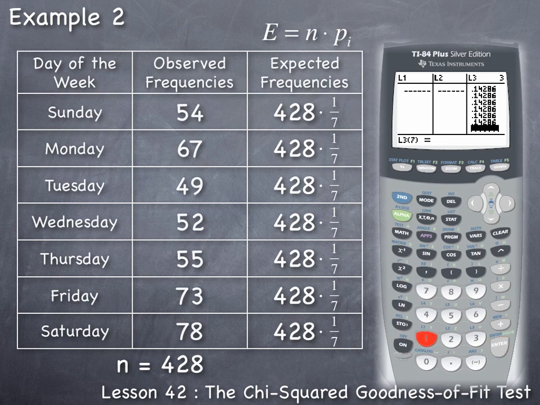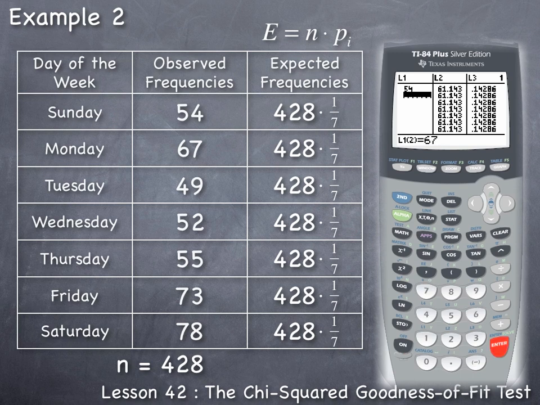Now we can calculate the expected frequencies by taking this proportion and multiplying it by n, the total sample size. To do this, we arrow over to list 2, arrow up to the top of list 2, so L2 is highlighted, and then enter in 428 times list 3. Enter. We expect to sell about 61.14 pizzas every day if it was the same each day of the week.